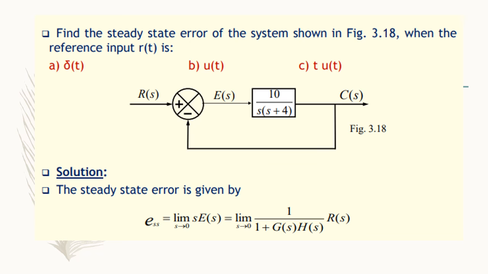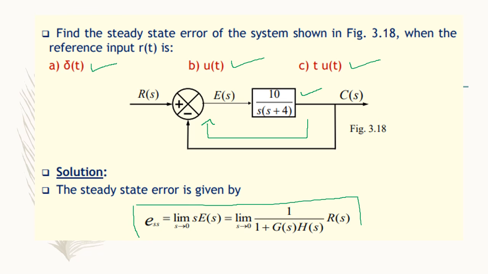Now the next problem: find the steady state error of the system shown when the reference input R of t is delta t, that is impulse, a step input, and a ramp input. The given problem varies. Now we don't have any feedback values; it is a unit feedback path. Then we have G of s as 10 divided by s into s plus 4. Again, the formula is the same, there is no change in the formula. We are concentrating on the steady state error.